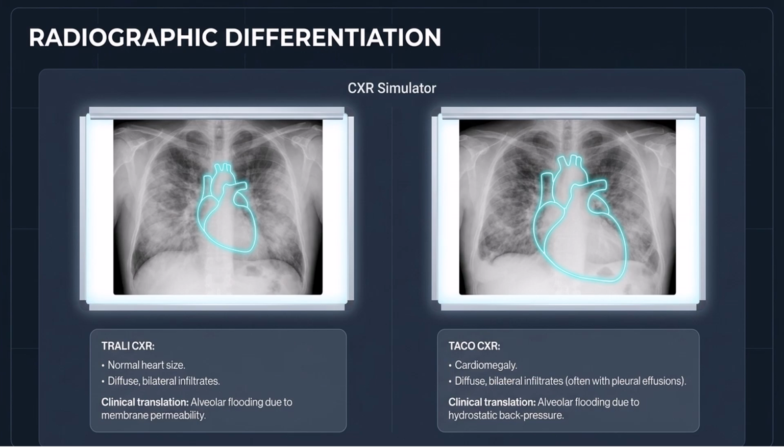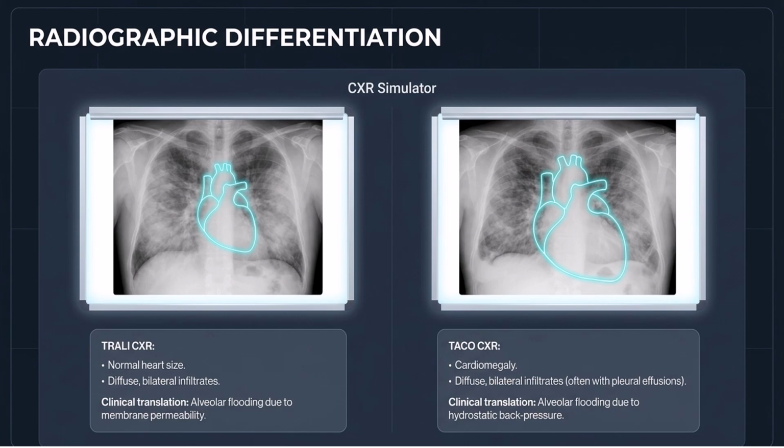Whereas in TACO, the right image, you can see there is cardiomegaly. That is an enlarged cardiac silhouette, the cardiothoracic ratio is more than 0.5, and the failing heart enlarges under volume stress. You can see bilateral infiltrates, which is a similar distribution to TRALI in appearance, but the context is different. Pleural effusion, often bilateral, seen as blunting of costophrenic angles, is more common in TACO than in TRALI. Upper lobe pulmonary vein dilation is an early sign of raised left atrial pressure.